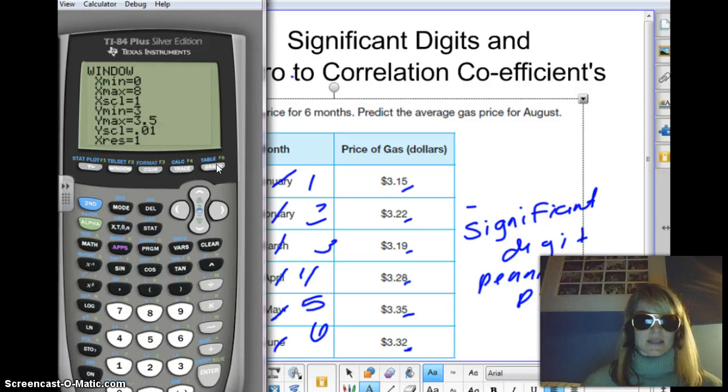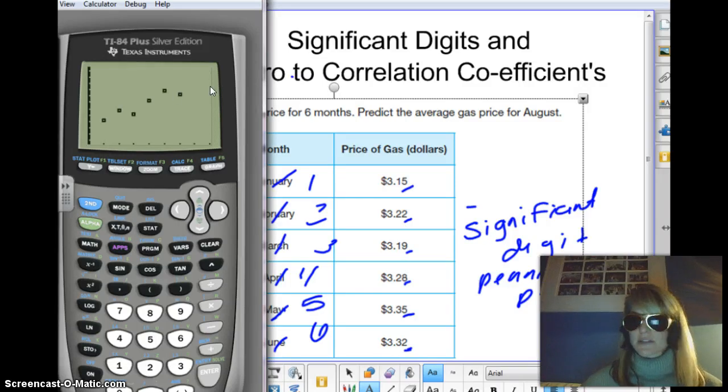So now look and see how big your graph changes. Do you see how different that looked than where we had it before? So your window is very important when you are putting these in, okay?